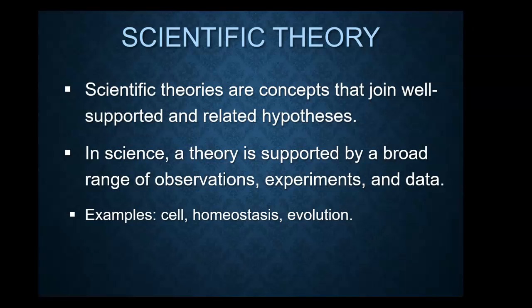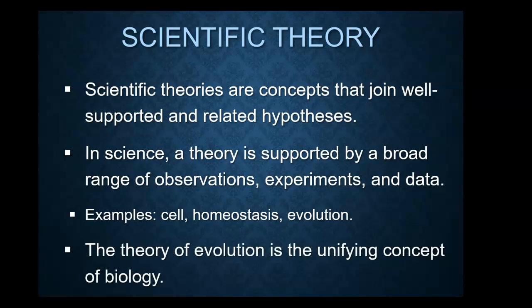Some of the examples that we have of scientific theory are cell theory: all organisms that are considered alive are made of cells. Okay, homeostasis. Remember, homeostasis means that all organisms maintain some type of internal conditions within certain boundaries. And then evolution, and that's that things change over time. So the theory of evolution is basically the unifying concept of biology.